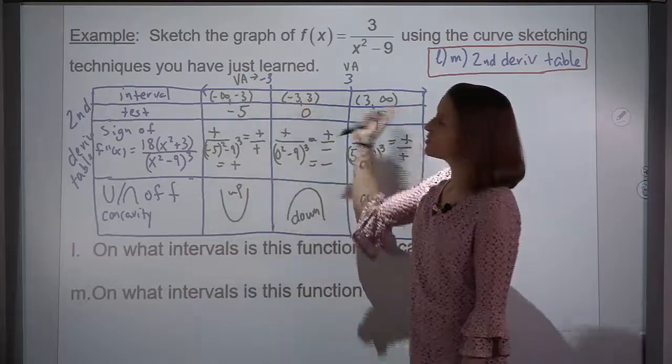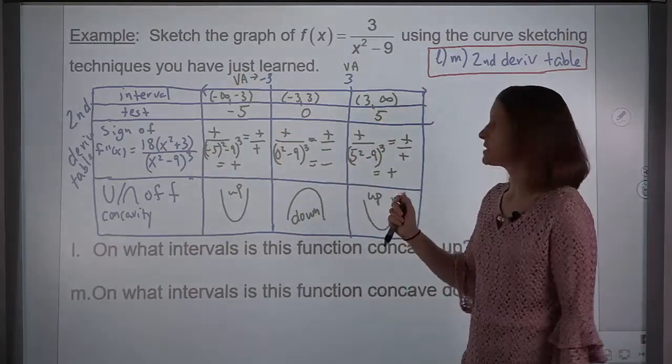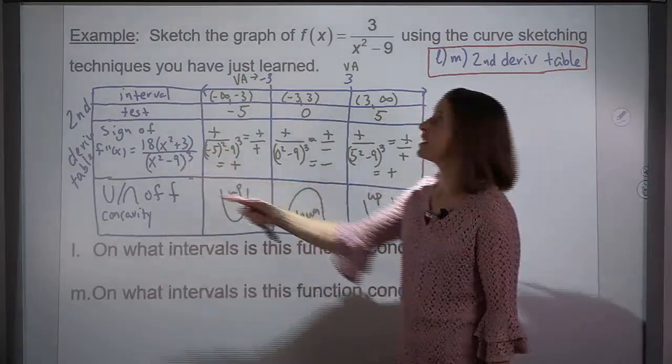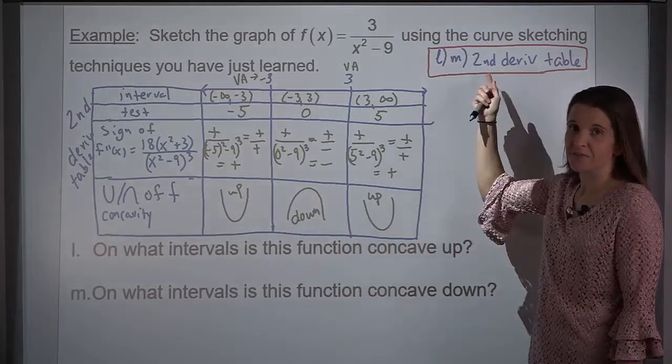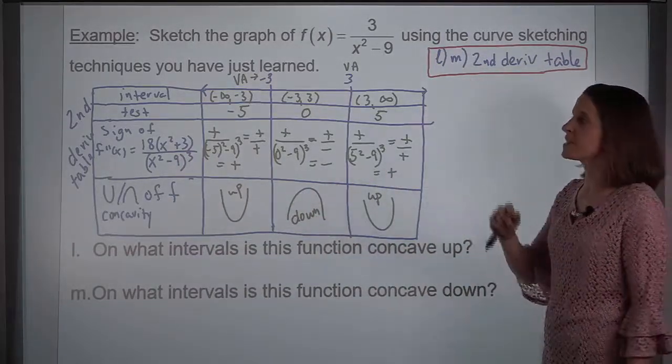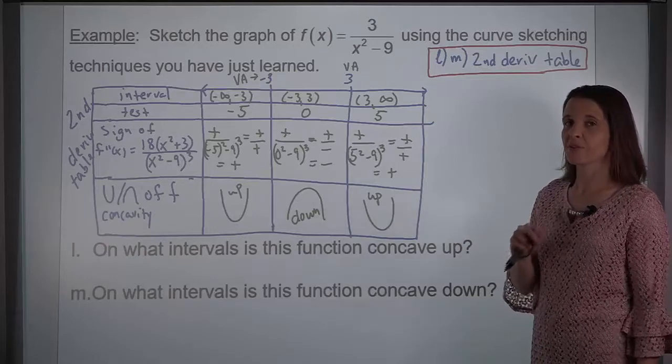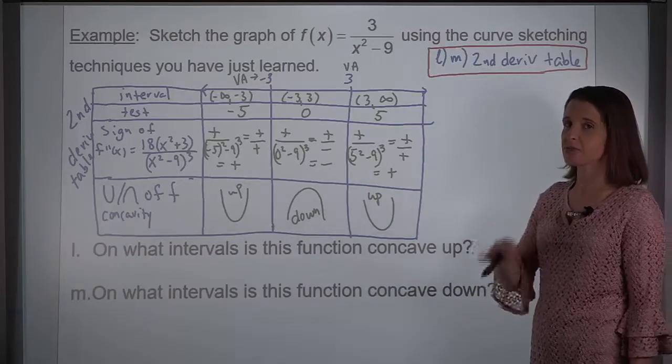So I'm going to name my intervals, pick test values that are strictly inside of them, and then plug into the second derivative because this is the second derivative table, and because the second I saw possible inflection points, I shifted into second derivative mode.